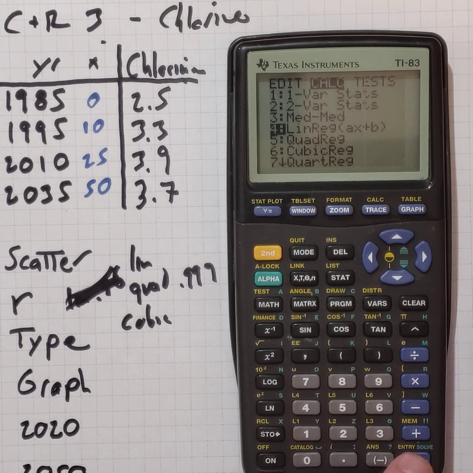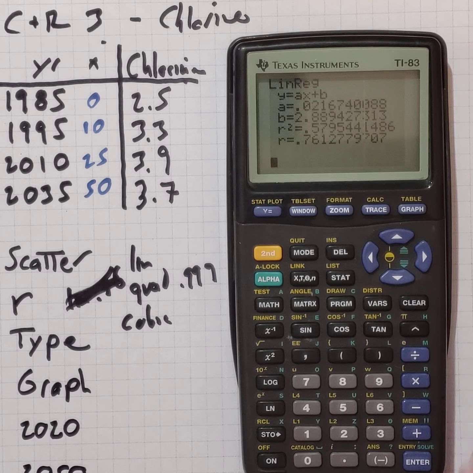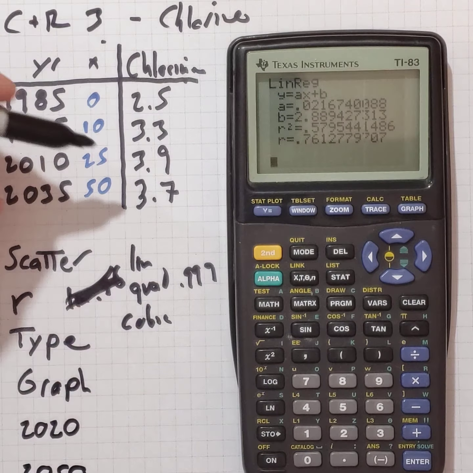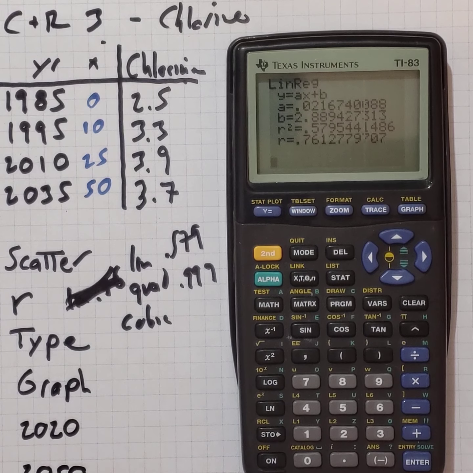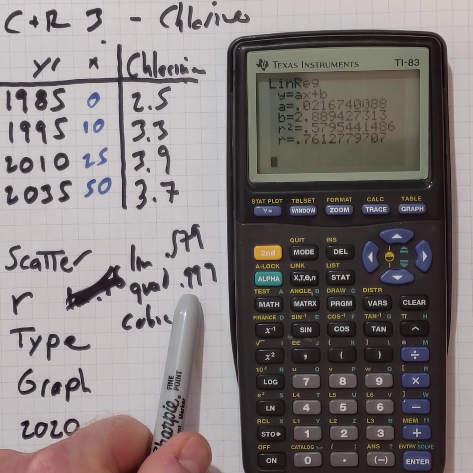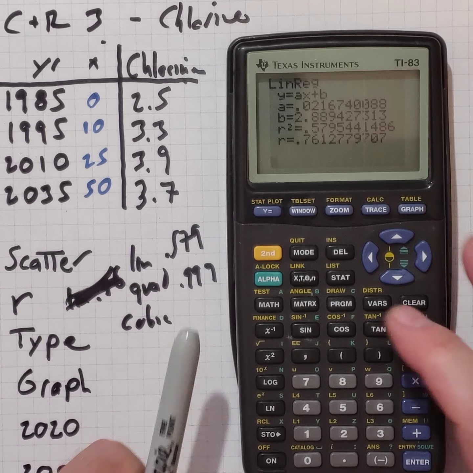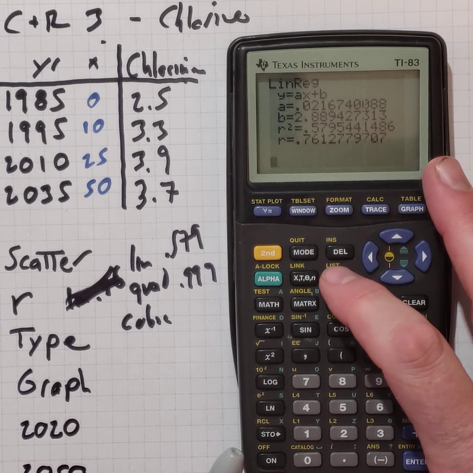You can go back, but I can't rewind, so I'm going to have to go back and do stat, calc, linreg again, and look at R squared. It was only 0.579. Okay, so our lin was really bad. That's a very low R value. 0.999 for our quadratic was pretty good, in fact, extremely good.